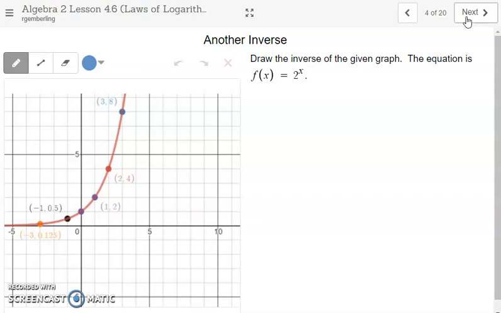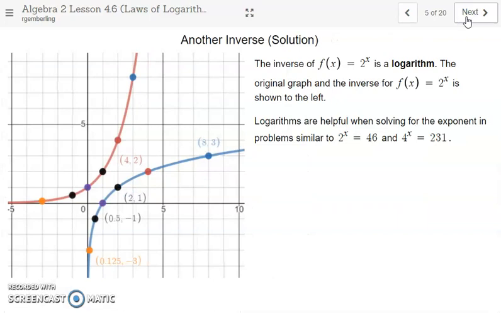So if your graph is correct, it should look like this. So the points 3, 8 should be 8, 3, 2, 4 should now be 4, 2, 1, 2 should be 2, 1, and so on. So if you notice that for every value of x, there is only one answer, so the inverse actually is also a function.